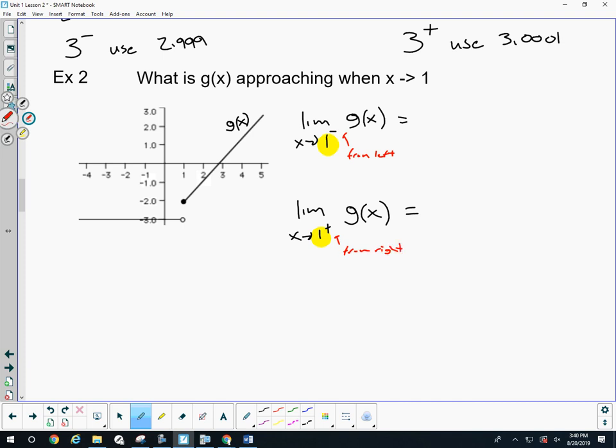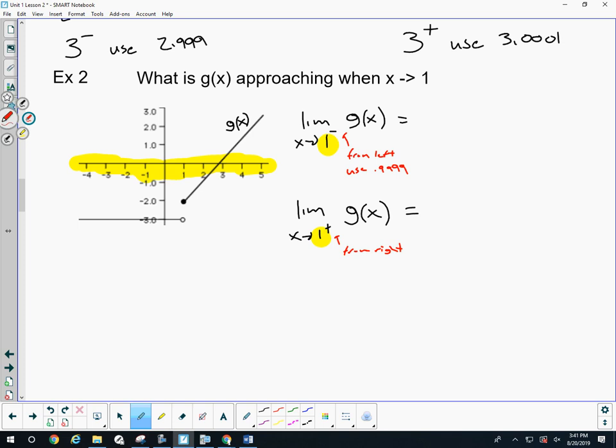Okay? Now here's what we're going to do. We're going to first start and focus all of our attention on the x-axis, our input axis. I don't look at the graph yet. I almost pretend like the graph doesn't exist to start. And I focus on the coordinate that I'm looking for. 1 from the left. I'm thinking about using a value like 0.999, just a little bit less than 1. Okay?